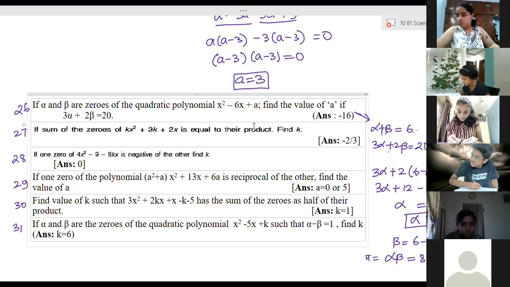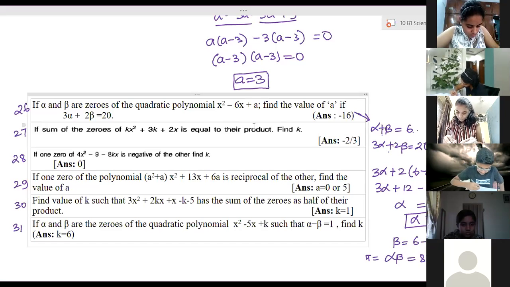And for the 27th one, alpha plus beta is equal to alpha beta. Therefore, minus B by A is equal to C by A. Then A gets cancelled. So minus B is equal to C. So what is B here? B is 2 and C is 3K. Here the equation is reversed, so check properly, the 27th question.